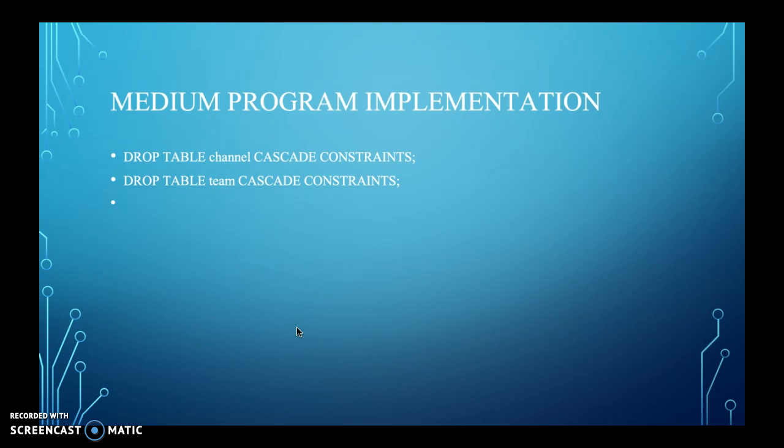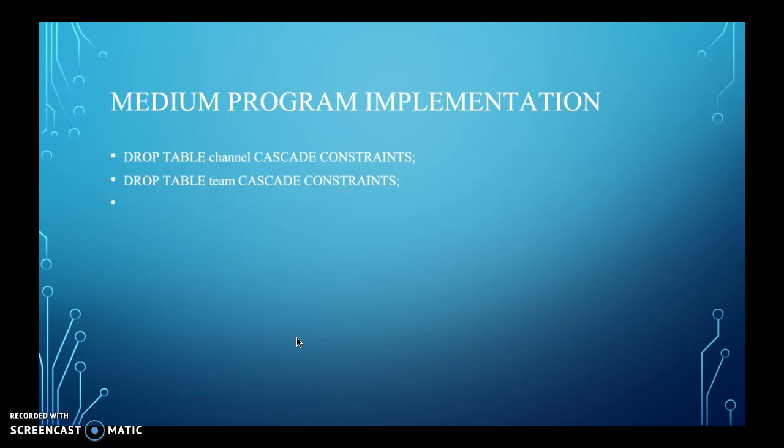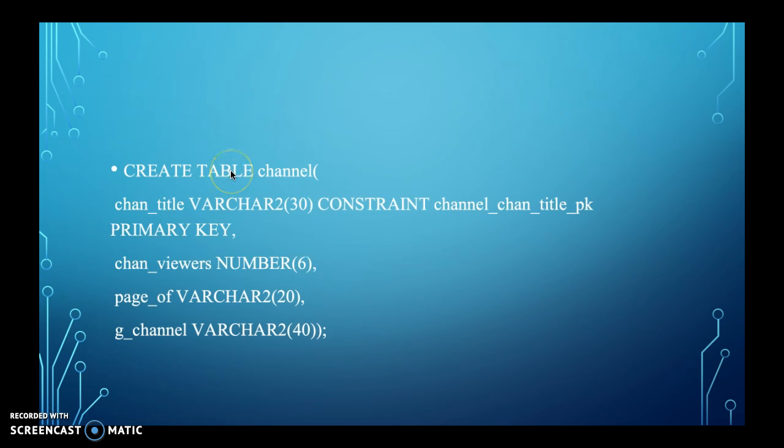First of all, when we have this kind of ER diagram, we want to drop all the tables because we don't know if somebody already wrote something in the database. So we just want to drop all the tables to make sure it's empty. This is the statement to drop the tables: drop table channel and drop table team, because those are the two tables we want to work with. After dropping the tables, we have to create the tables.